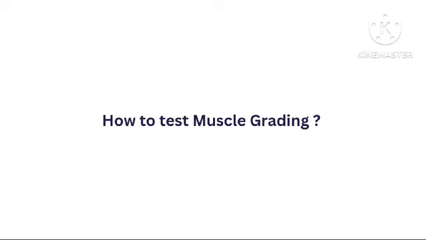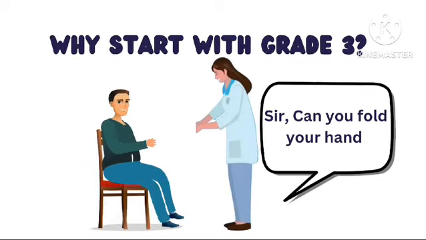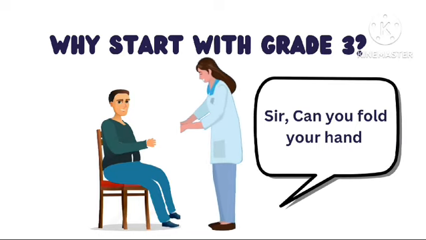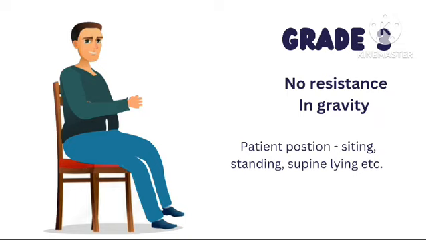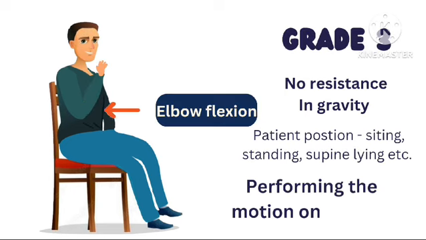As we have learned the grades, now let's understand how to perform this MMT. We always start with grade 3. Now you are looking at the therapist and the patient. The therapist is saying to the patient, can you fold your hand? If the patient performs the movement on their own, that is called grade 3. The patient position is sitting, standing, or supine lying, depending on the type of movement being performed. Here the patient is performing elbow flexion on their own, with no resistance, against gravity.